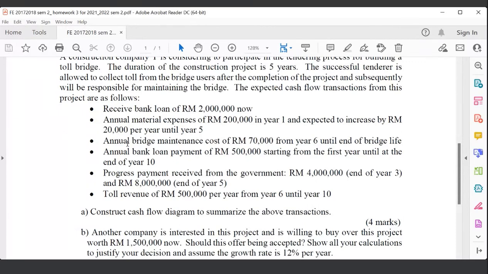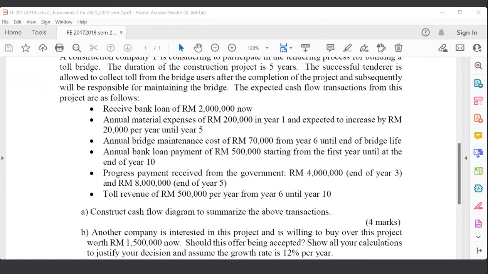The annual bridge maintenance cost of 70,000 from year 6 until the end of the bridge life. Only this one requires the capitalized situation. The others are as usual. Remember that the capitalized situation can be combined with a normal situation. You need to read through the question carefully. Capitalized cost. All clear?